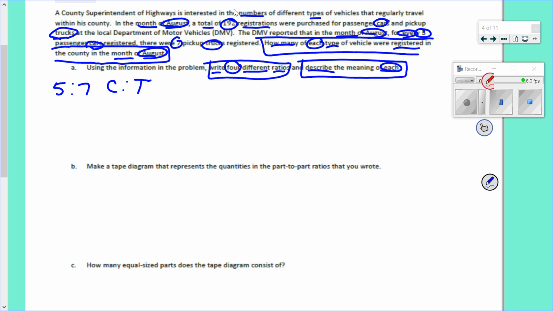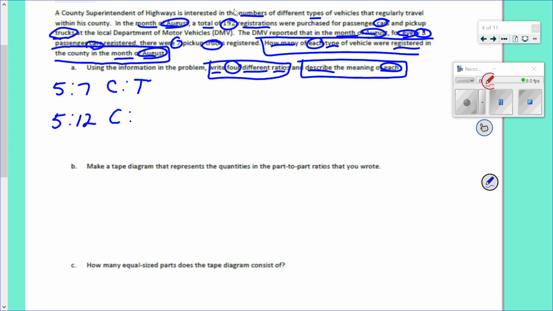Okay. So I like your 12. I don't like your 8. Because is the month of August being compared to the cars and trucks? No, it's in the month of August that we're looking at this comparison. So think about what you just said. Is there something else I can compare to the 12 then? Part to whole. I can do 5 to 12, which would be comparing what? The DMV reported that 5 is what? The cars. 12 is what? The cars and the trucks.